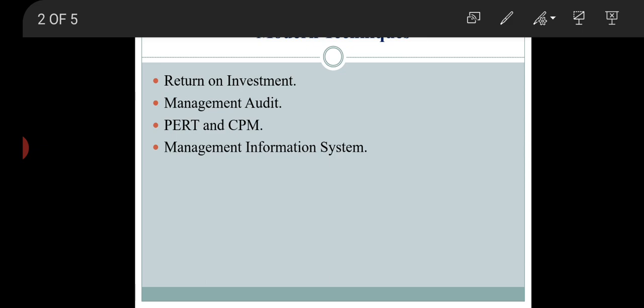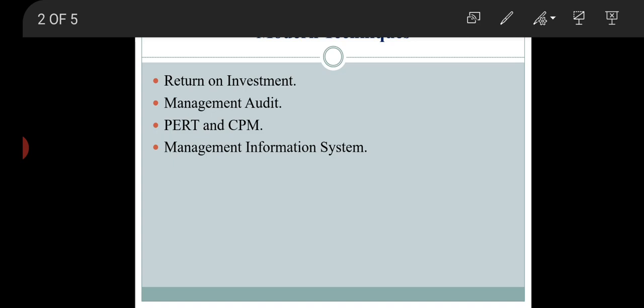The first one is return on investment, also called ROI. This is the most important technique of financial control, where various kinds of ratios are calculated so that the overall performance of the organization can be measured, and it indicates the ratio of net profit earned by the company on investment made in the company. So how much money you have invested in the company and what percentage of profit you are getting, this is calculated in ROI.